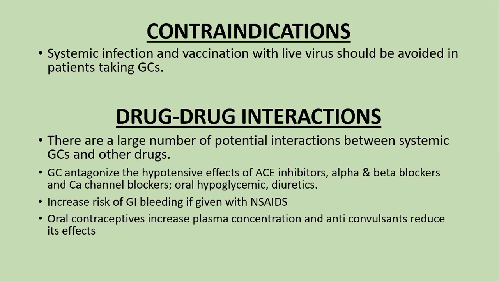increased. Then there is increased risk of GI bleeding if given with NSAIDs. If given with oral contraceptives, it increases the plasma concentration of steroids. And if given with anticonvulsants, the effect of anticonvulsants is reduced.